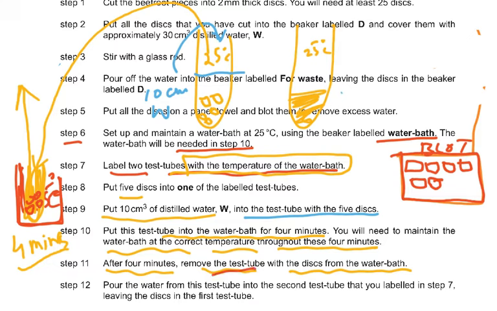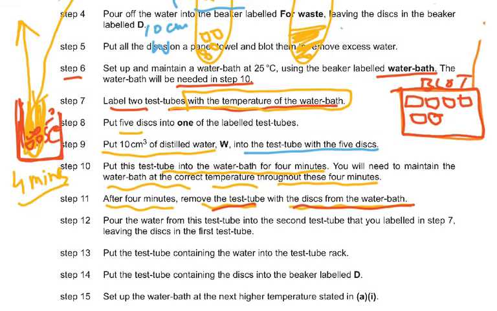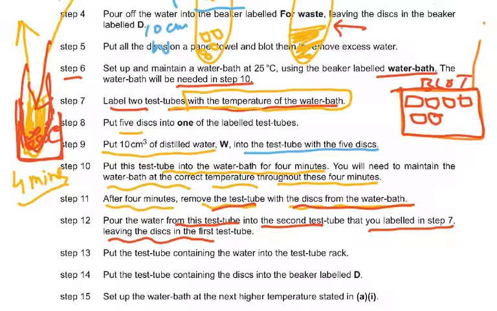After 4 minutes, remove the test tube with the disc from the water bath. Pour the water from this test tube into the second test tube that you labeled in step 7. So this was the second test tube, leaving the discs in the first test tube. So we are leaving the discs in this first test tube. So 2 test tubes labeled 25. You put 5 discs in it, added water to it, left it in the water bath for 4 minutes.